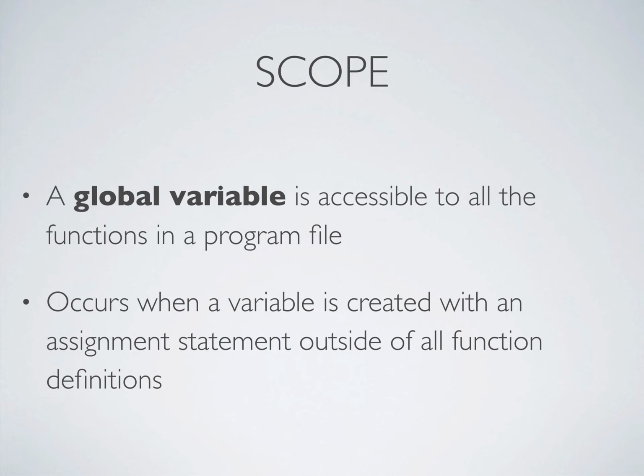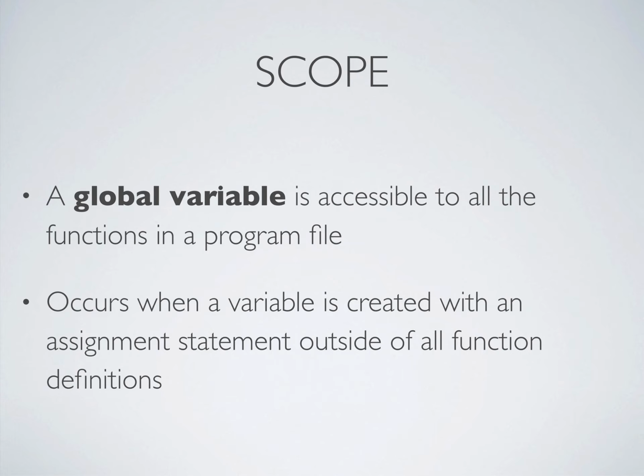Okay, so we talked about local variables, right? Local variables are variables where the assignment statement, where you are creating the variable, is made inside of a function definition. Let's now talk about sort of the opposite end of that, a global variable. So a global variable is accessible to all the functions in the program. It's a variable whose scope is global. It's the entire program. So this happens when a variable is created with an assignment statement outside of all of the function definitions. So this only happens if you make a variable outside of all function definitions. Then it's a global variable. The entire program can see it.